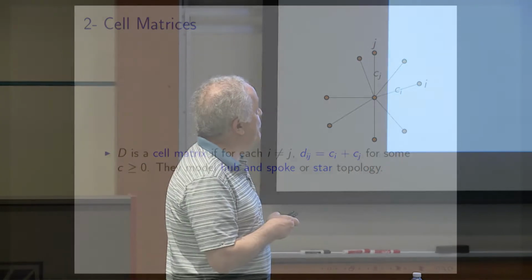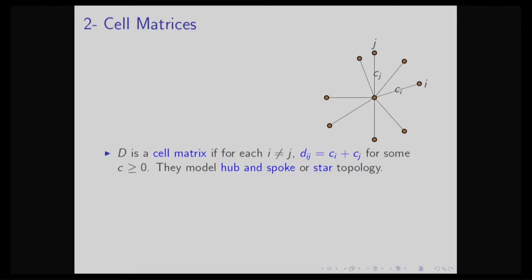This is the second class of matrices, when you have a topology looking like a hub and spoke or star topology. So if you have this topology, then the distance between i and j is equal to Ci plus Cj. For such matrices, we call them cell matrices, meaning every off-diagonal entry of the matrix is equal to Ci plus Cj for some non-negative vector C. So these are called cell matrices. These are really useful for hub and spoke topology, where the distance going from i to j is Ci plus Cj.